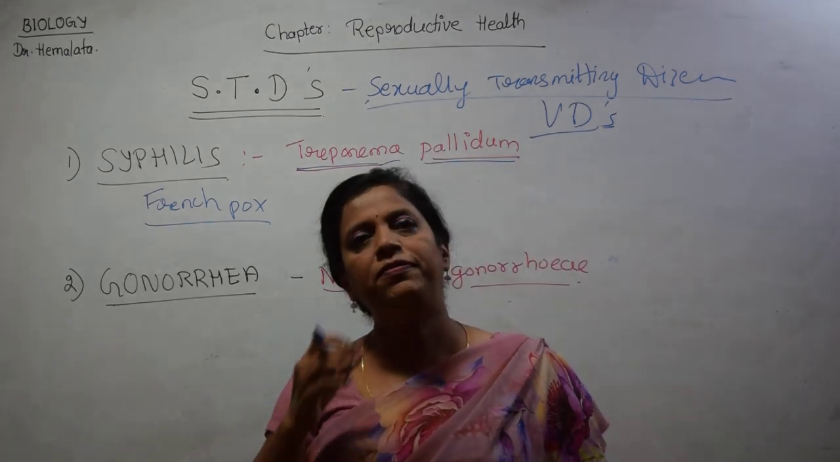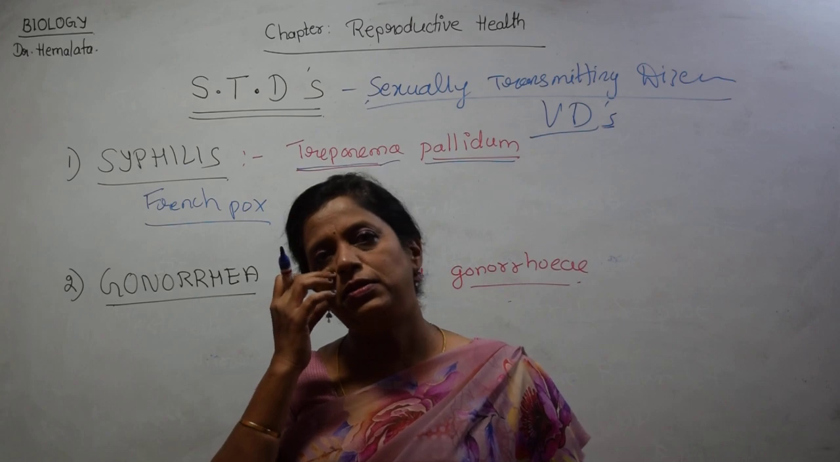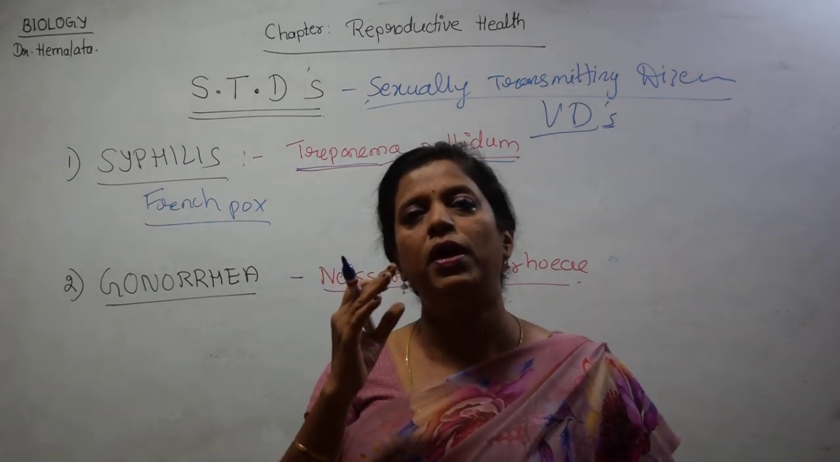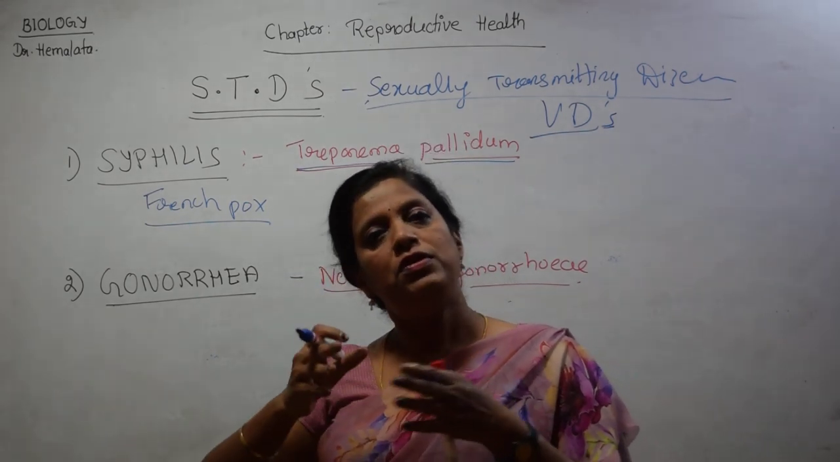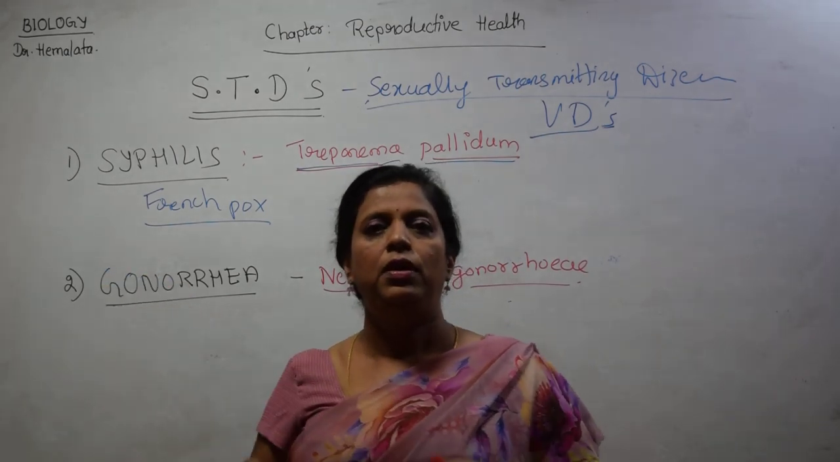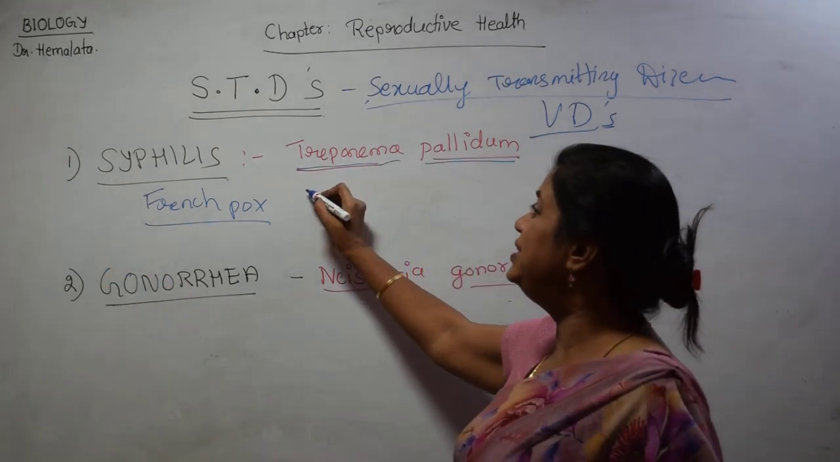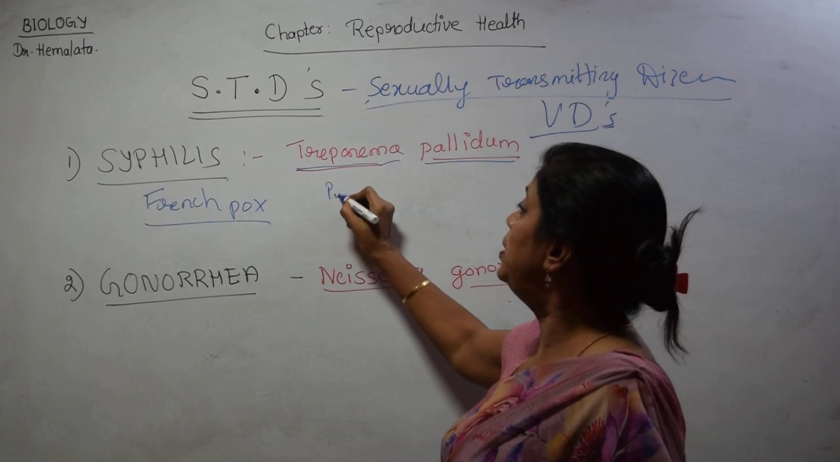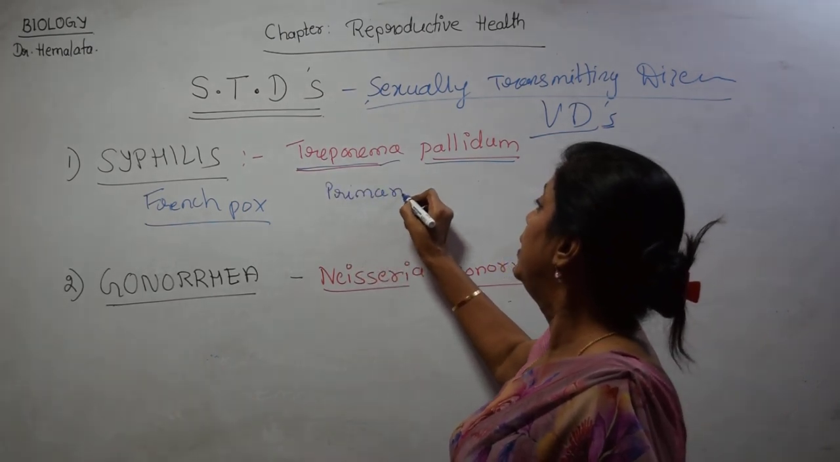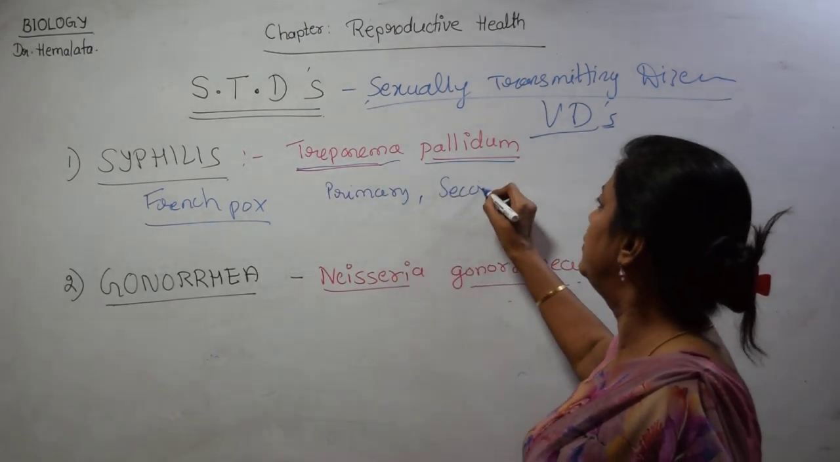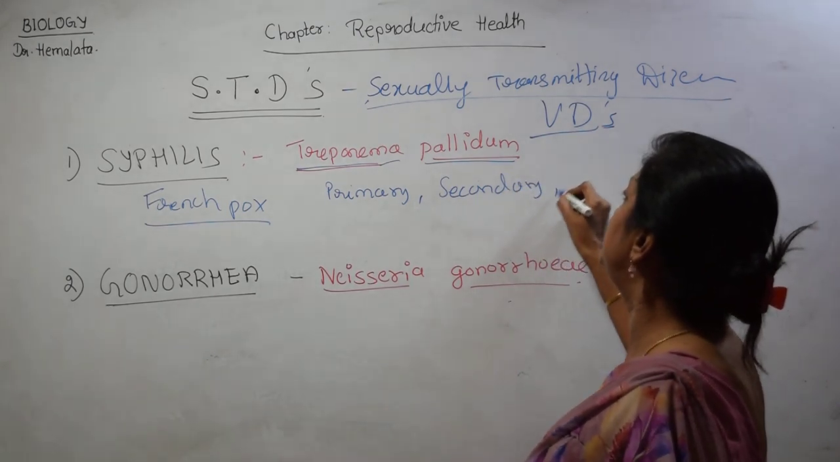Now what is the syphilis problem? Syphilis is a kind of serial disorder, meaning it affects humans in 3 stages. First is the primary stage, next is the secondary stage, then the tertiary stage.